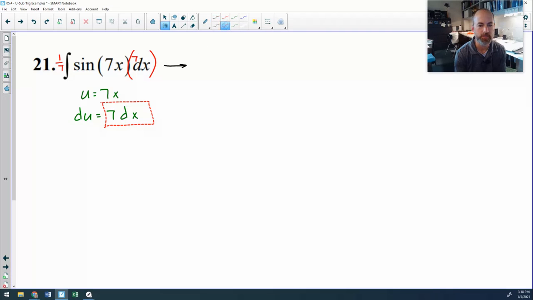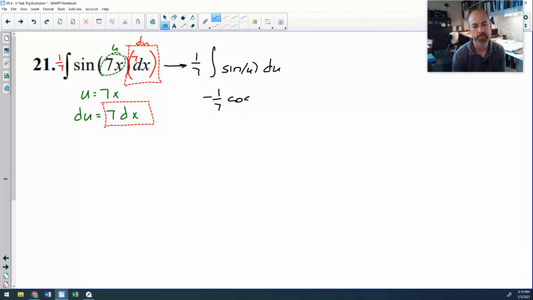So now that I see my du right here, once you see the du, you are ready to go on with substitution. The 1/7 on the outside comes along for the ride, and I always substitute du first, then I'll look at the rest. Sine of 7x will become the sine of u. So I take the u and I plug it in for the 7x. The antiderivative of sine is negative cosine, so I get negative 1/7 cosine of u. I misspoke, that's not the answer, that's an in-between step. The actual answer is negative 1/7 cosine of 7x.